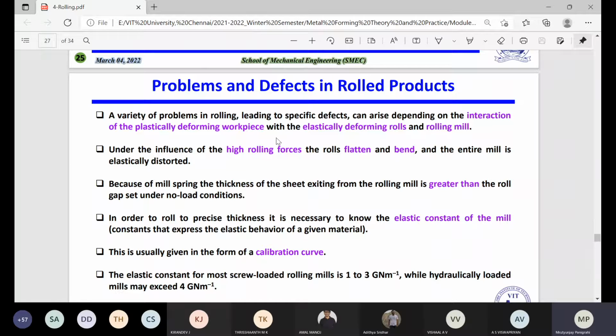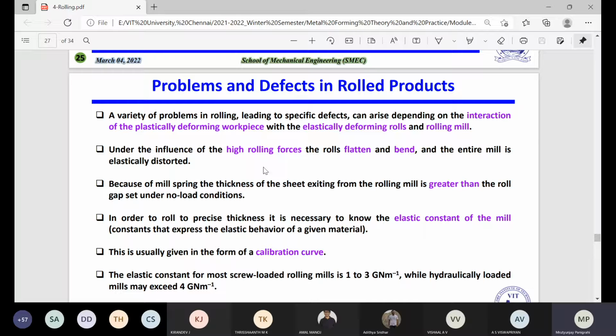A variety of problems in rolling related to specific defects can arise depending on the interaction of the plastically deforming workpiece with the elastically deforming roll and the rolling mill. So three things you are considering here. One is the plastically deforming workpiece, because the material you are putting in is undergoing plastic deformation as it is changing. The rolls are elastically deforming, because they are not permanently deforming. And the third is the rolling mill, which also creates some effects, because sometimes you have two-high rolls, sometimes three-high, sometimes four-high, sometimes cluster milling. So this depends upon the roll also.